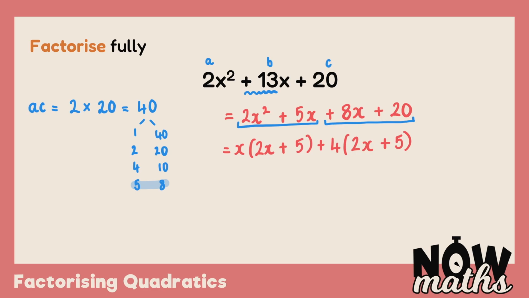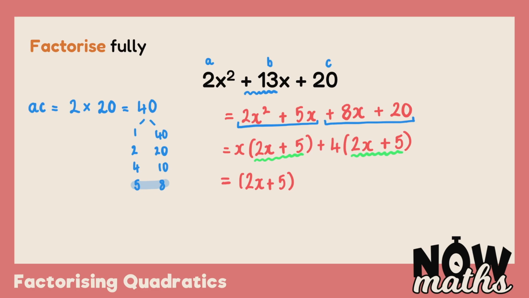If we factorise fully both halves, what should happen is we should end up with a common factor in each half. In this case, the common factor is 2x plus 5. So we now have an expression with two terms in it, each of which has a common factor of 2x plus 5. So we're going to factorise again and take out a factor of 2x plus 5.